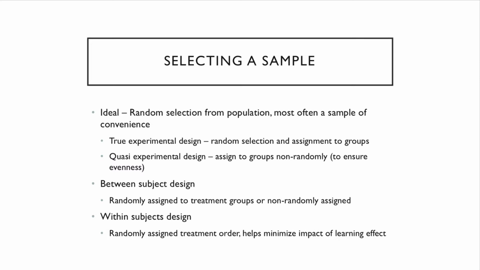So typically in this example then, most often people sample utilizing what's called a sample of convenience. They randomly pick people from the people we have available to us.